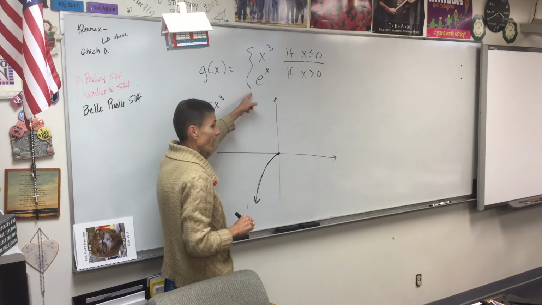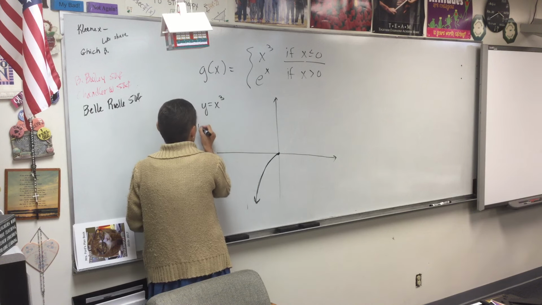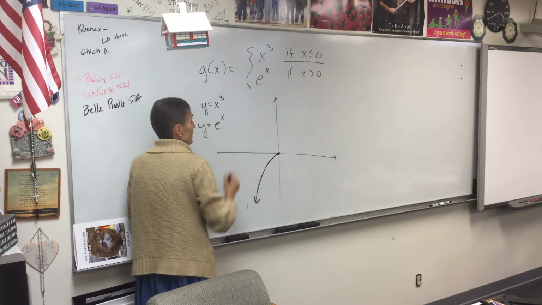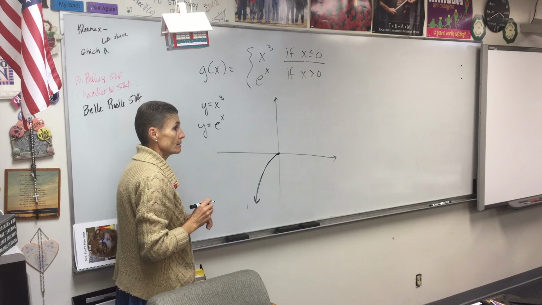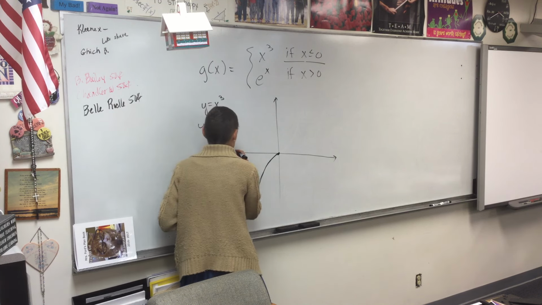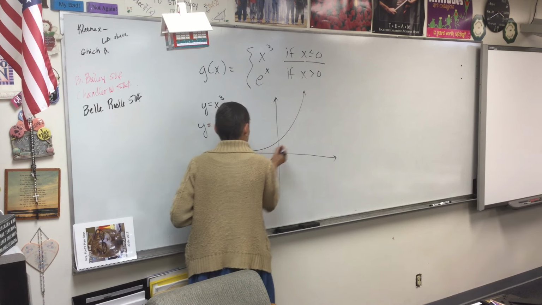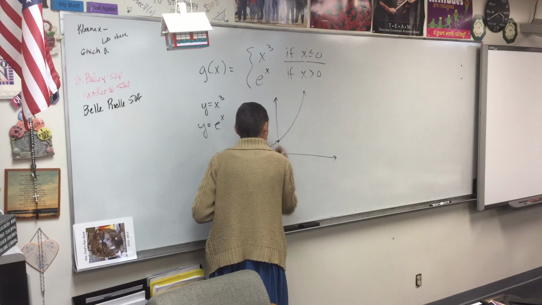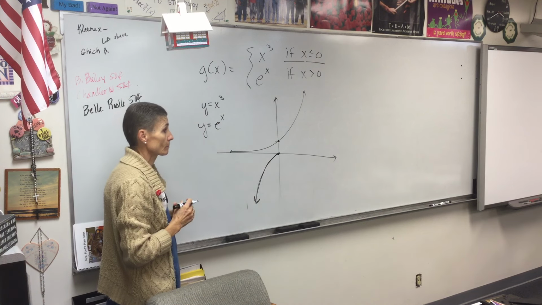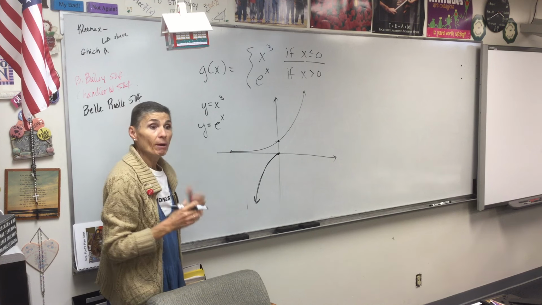So then I'm going to look at the bottom line. I'm going to do exactly the same thing. I'm going to say, okay, my equation is y equals e to the x. Now, do you remember what e to the x looks like? That's your exponential. I'm just going to go ahead and sketch it. It looks like this, right? And this is the point 0, 1. That's my exponential.